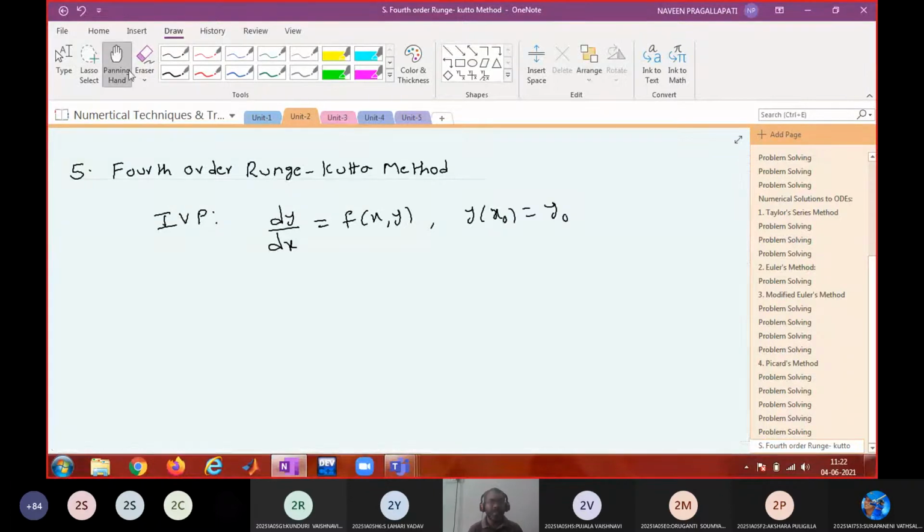Okay, so I used to call it Runge-Kutta method. Fourth order Runge-Kutta method. Like you have Runge-Kutta methods of several orders, like first order, second order, third order, fourth order, fifth order, and so on. The popular method is fourth order Runge-Kutta method. So that is only included in your syllabus.